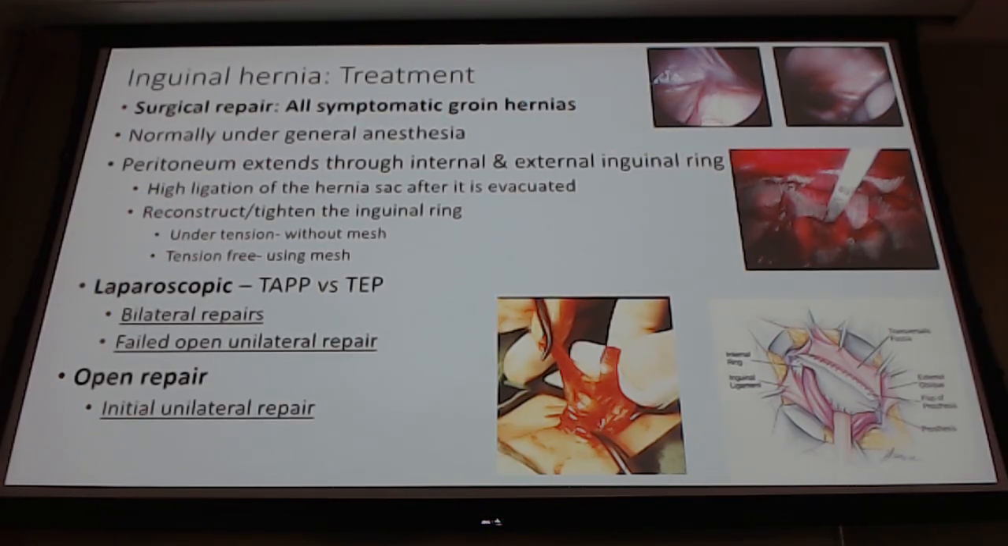Like we saw before, the peritoneum extends through that internal and external ring. Okay, we need to find that hernia sac, whether it's open or laparoscopic. And we need to try to close that hernia sac or remove it. We will always try to find that hernia sac so that it does not reoccur.